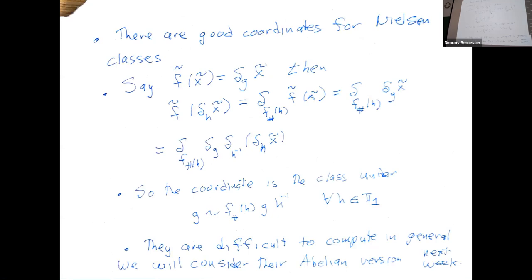Now, I think I'm going to skip this. There are coordinates for Nielsen classes in pi one, and they're very interesting objects, and it's something I'm working on now. These are old, but I'm doing some new things, but it's a bad idea to talk about work in progress. So let me just say there are coordinates, and next week I'll tell you about the abelian versions of these coordinates, which are connected to a theorem of Frank's for homotopy invariance.